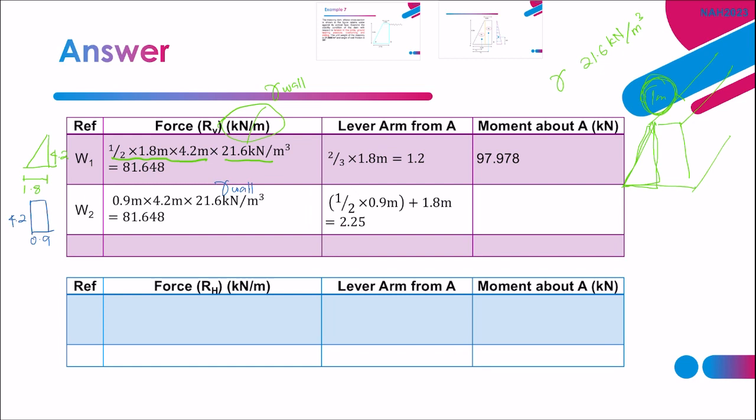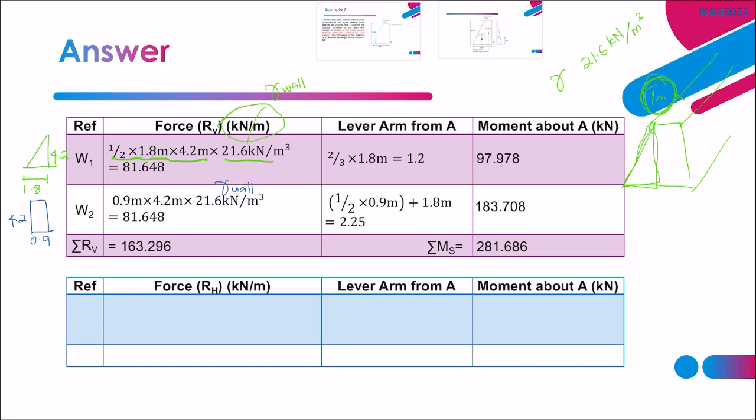Then I get 2.25. Just multiply the weight with the distance. You get 183.708. And we will total up the RV, or the vertical forces here. I get 163.296. Just add the two together. And for the stabilizing moment, 97.978 plus 183.708, I will get 281.686. Right, so that's all about the vertical forces and stabilizing moment.